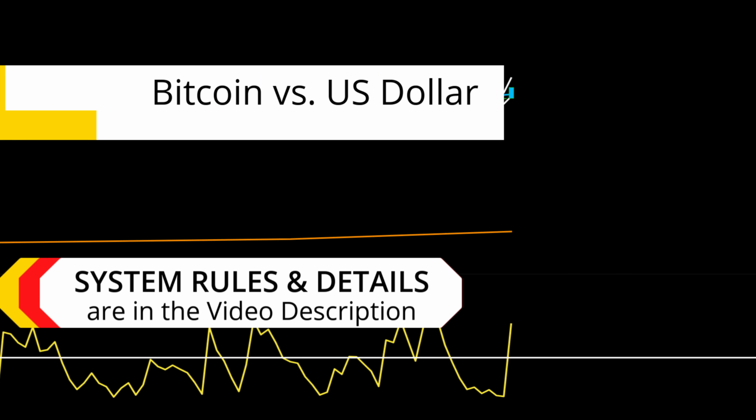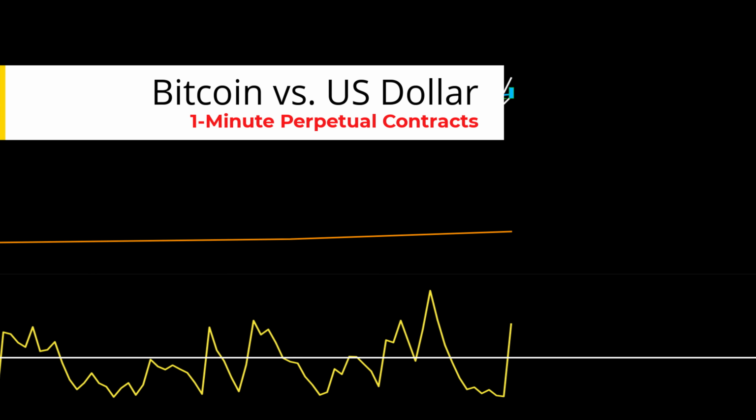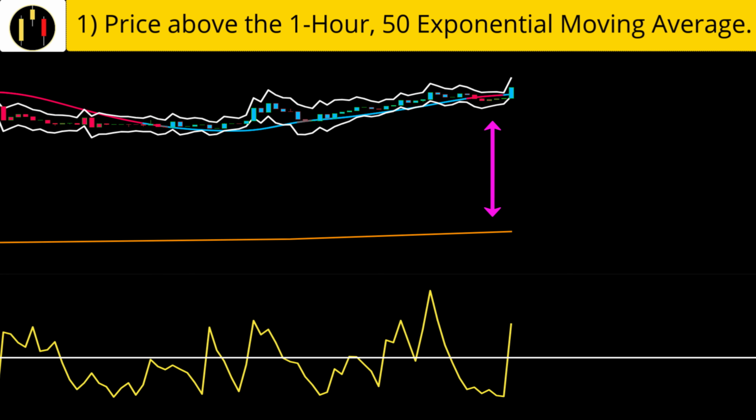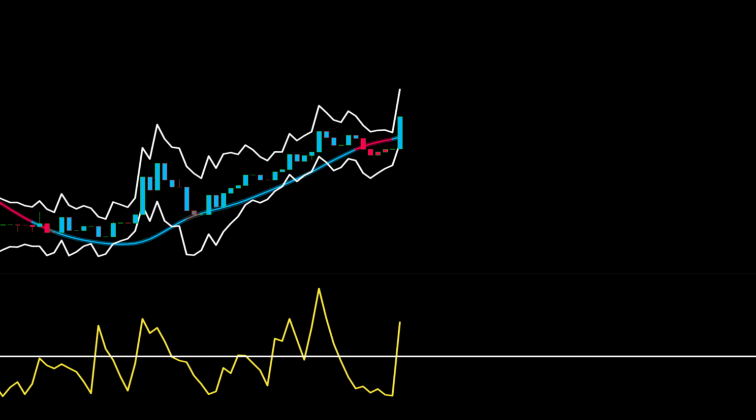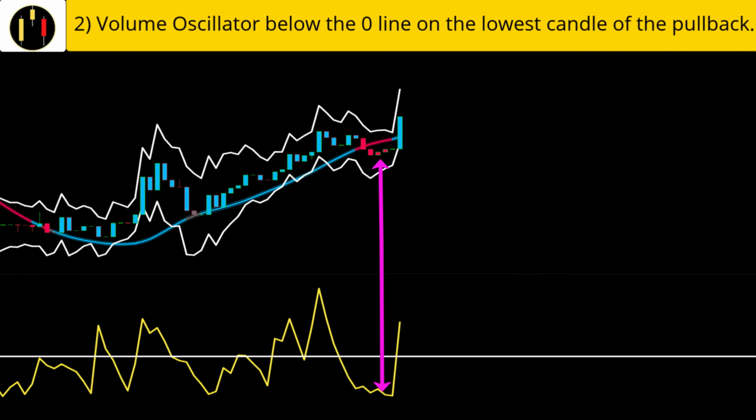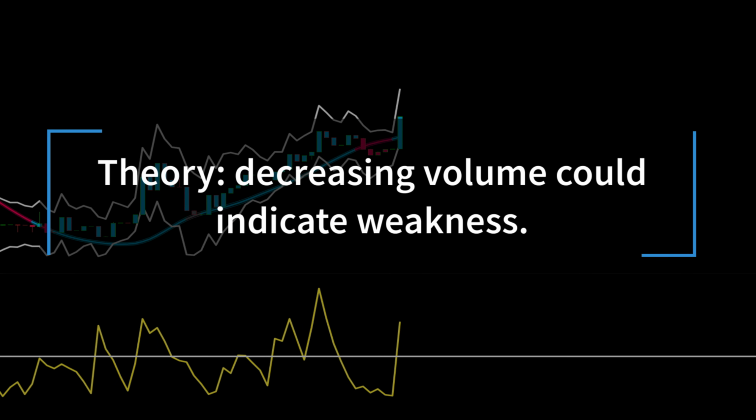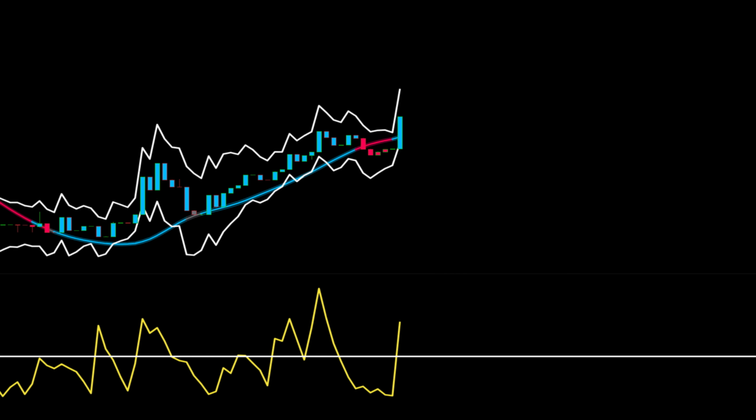This chart is Bitcoin versus the US dollar 1-minute perpetual contracts. The rules to enter a long on brutal scalping are: first, we can see that price is trading above the 1 hour 50 exponential moving average. Second, the lowest candle of the pullback is printed while the volume oscillator is below the 0 line. The theory here is decreasing volume in a pullback could portend a continuation of the overall trend.